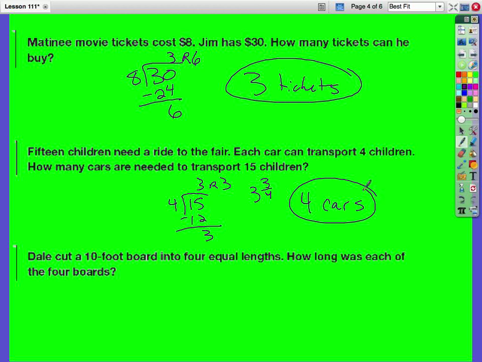Dale cut a 10-foot board into 4 equal lengths. How long is each of the 4 boards? So 10 divided by 4. Okay. Now, if you think about it, we're going to need to put this in a fraction or decimal. And usually when we're talking about wood or lengths, we can just put it into a fraction. So you get 2 2/4. It's going to equal 2 1/2. My label is feet. So we need the fraction there because we need that part of the board. Where the other parts we didn't need the remainder, we kind of had to round up or down to figure out what we needed.